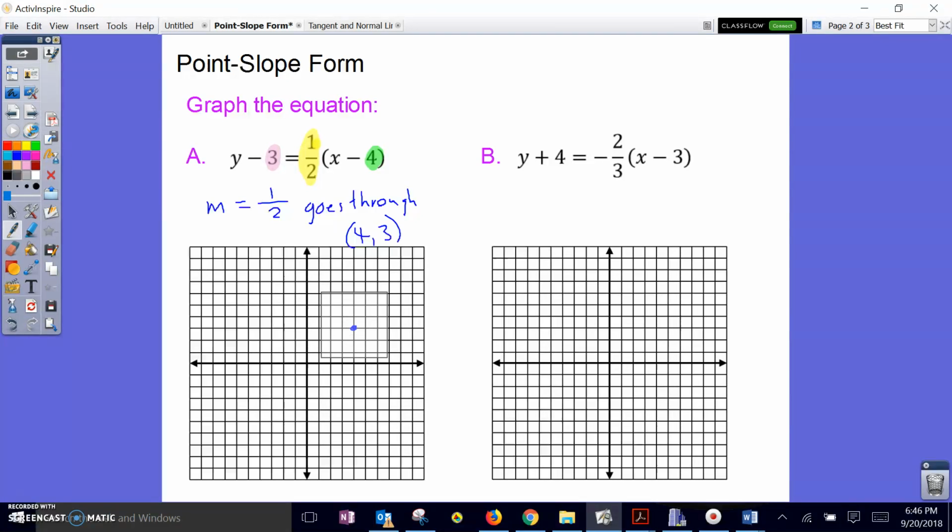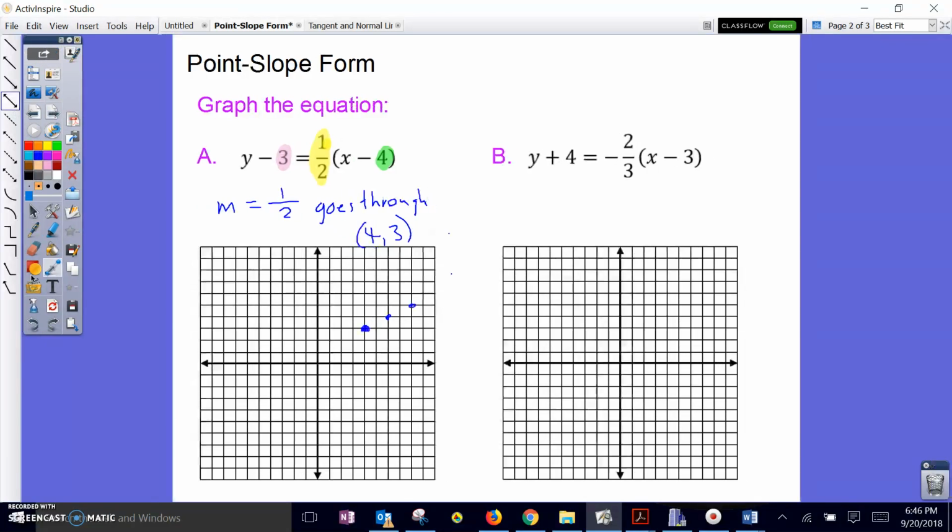In order to graph this, I'm going to go to my graph and I'm going to plot the point 4, 3 right here. And then I'm going to generate additional points by using rise over run. I go up 1 and over 2 to the right, up 1 and over 2 to the right. And now I can see the points starting to form the line. And I'm going to go ahead and use my handy dandy ruler to draw my line through those points.